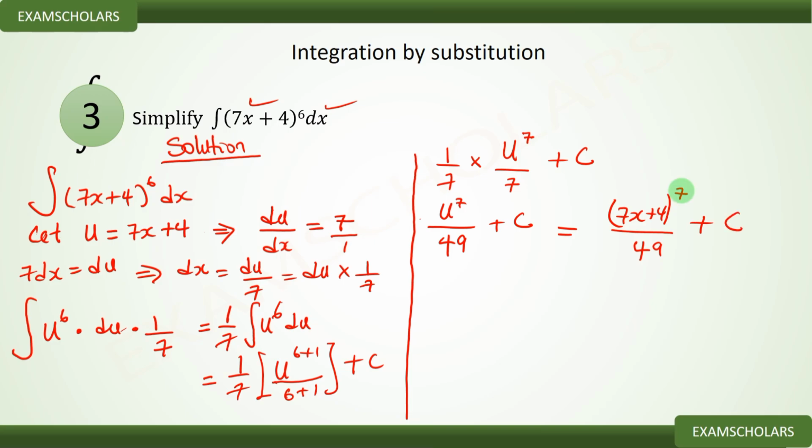Some students are funny. They now say 7 over 7 and cancel. That's a blunder in mathematics. If you do that, you get 0. Instead of expanding this binomial expression using Pascal's triangle or combination before integrating, we are able to integrate it without going through that stress. This is how to solve a question using integration by substitution.